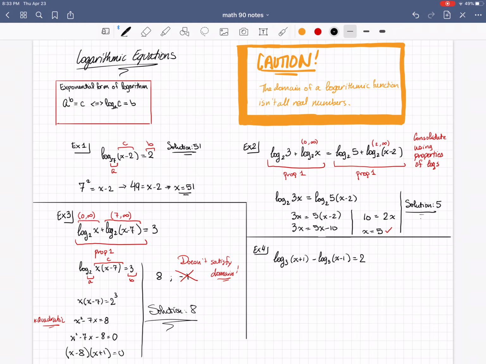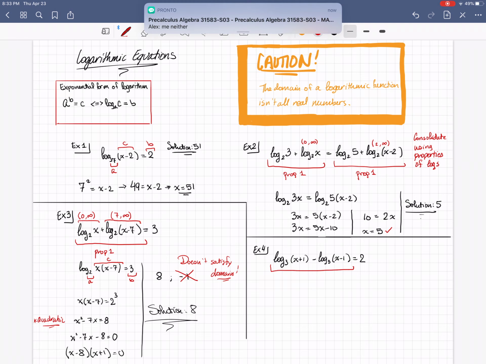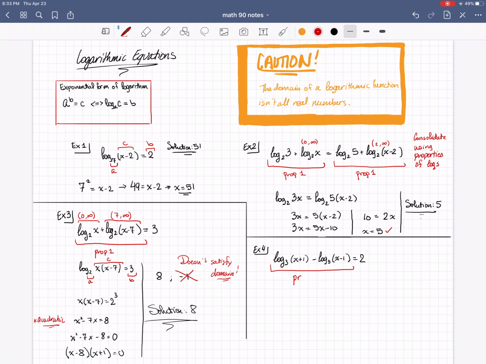Okay, just to kind of jazz it up a bit to make sure that we're looking at a multitude of different properties, let's finish with example number 4. So in example number 4, we have a difference. And I believe we called that property number 2. Forgive me if the numbering isn't quite right. Go back and look at the logarithmic properties video and use that same numbering if mine doesn't quite match up.